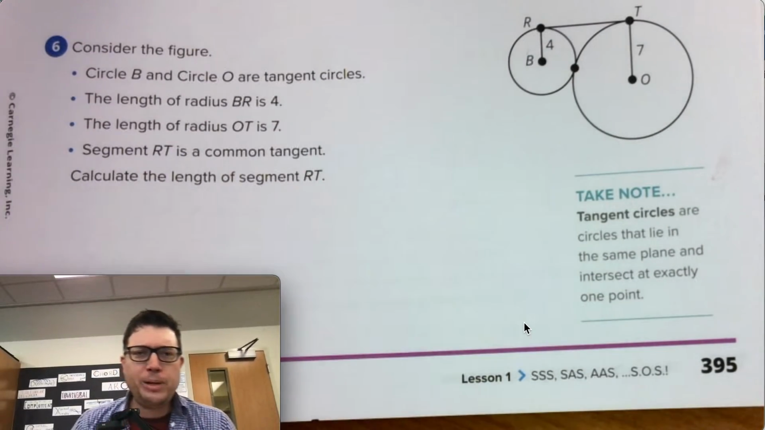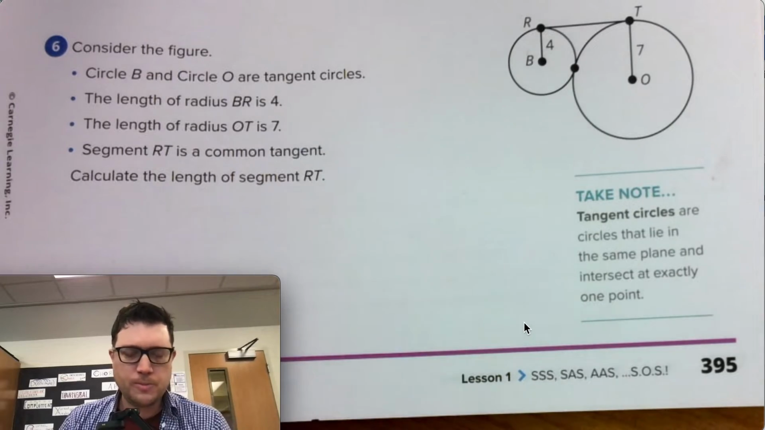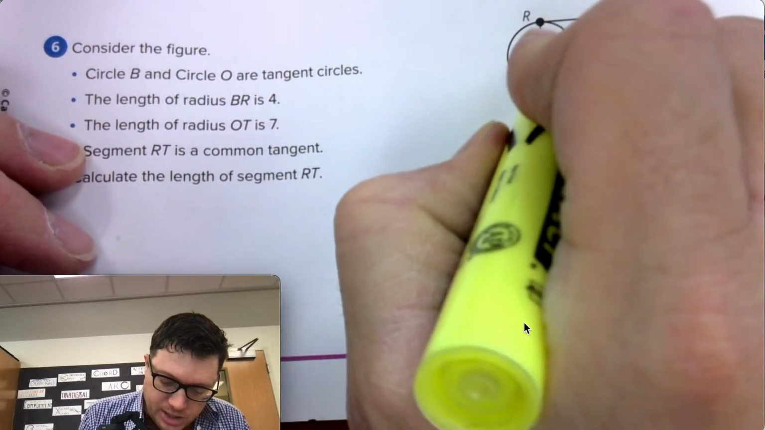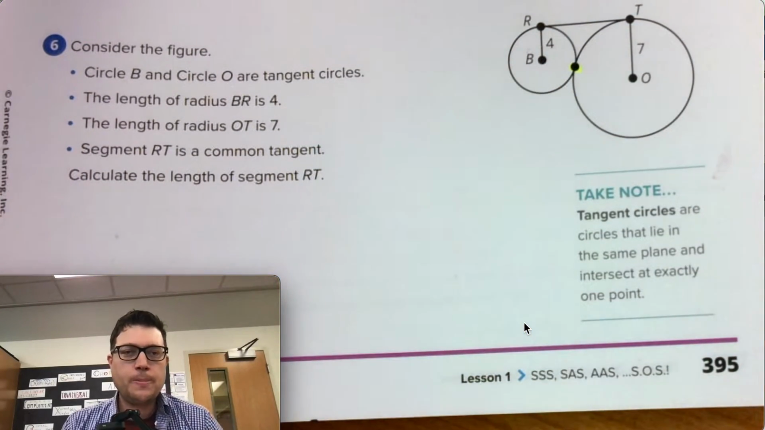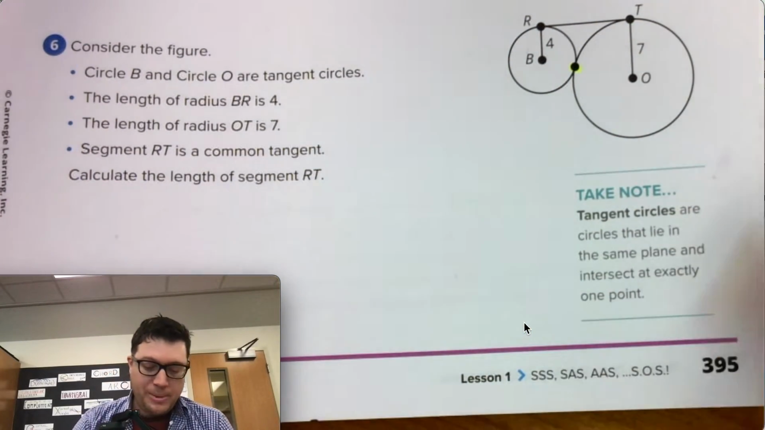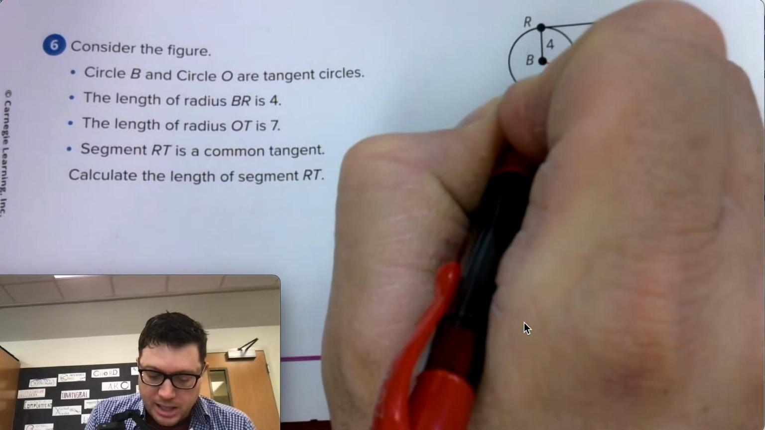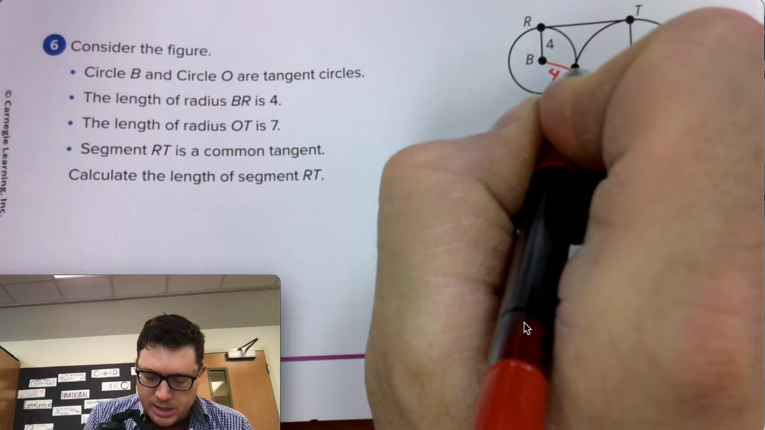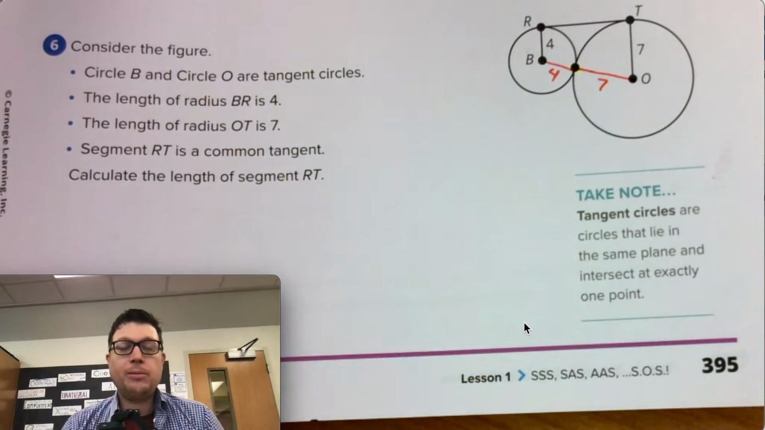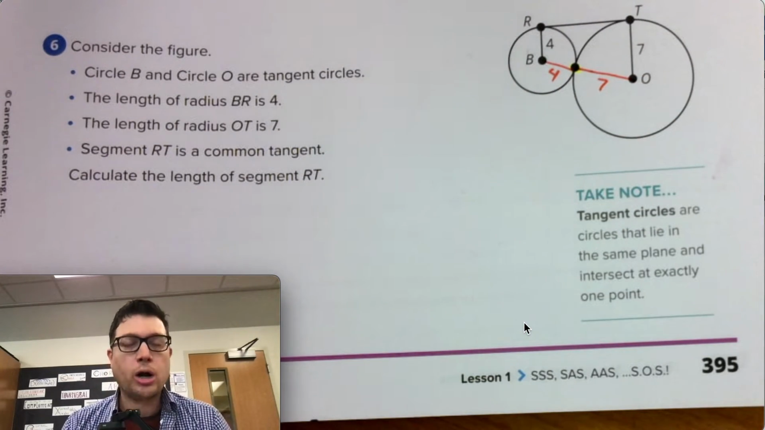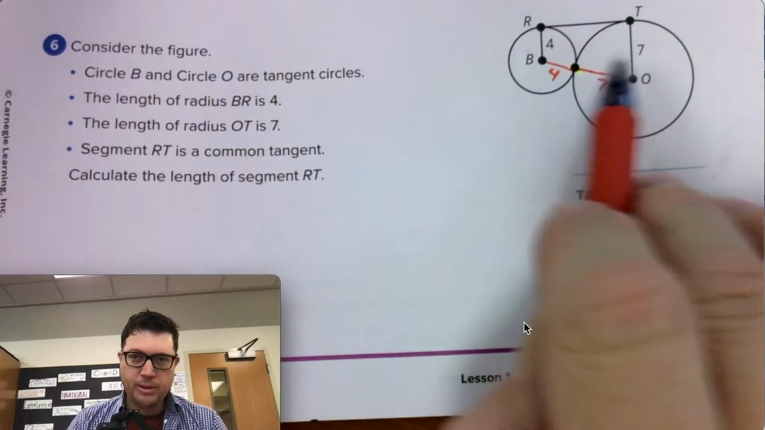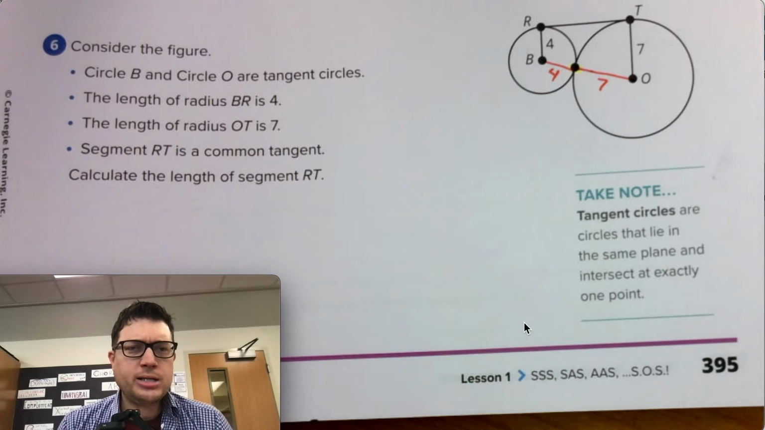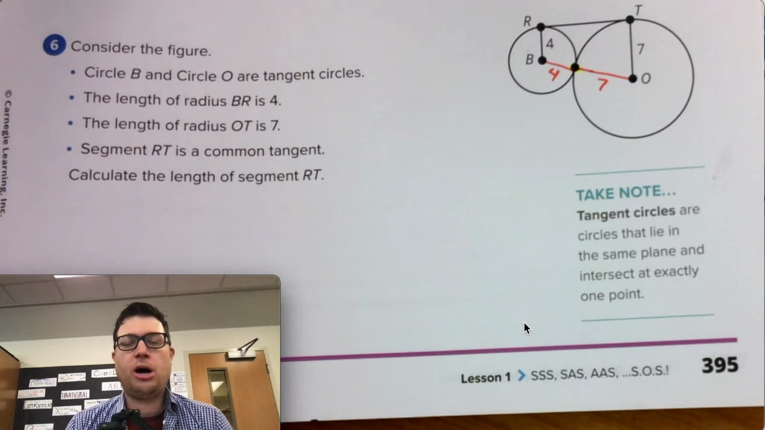Consider the figure. Circle B and circle O are tangent circles. They touch right here. This is a point of tangency between the two circles. Interesting. The length of the radius BR is 4. You know what that means? That is also a 4. The length of radius OT is 7, which means this is also a 7, because all radii of that same circle are going to be equal. So 7 there, but 7 here. 4 here, and 4 here. So then segment RT is called a common tangent.